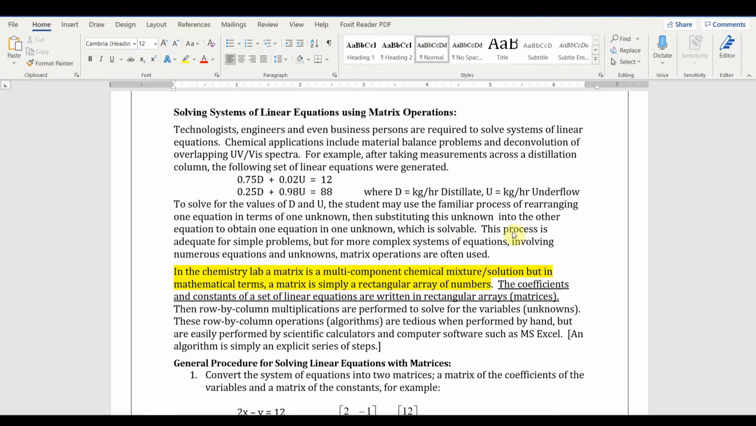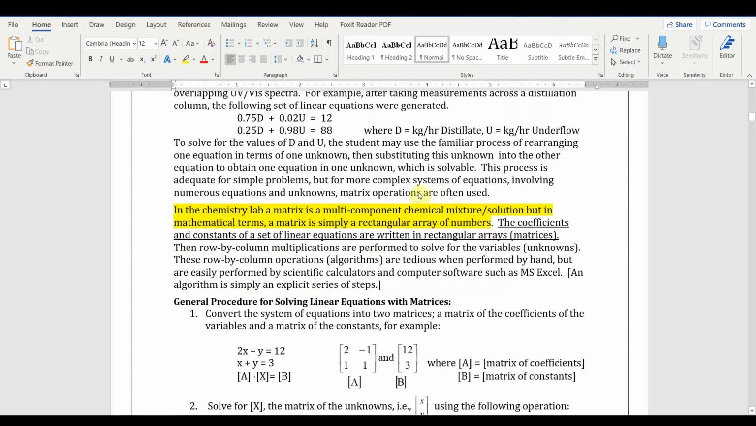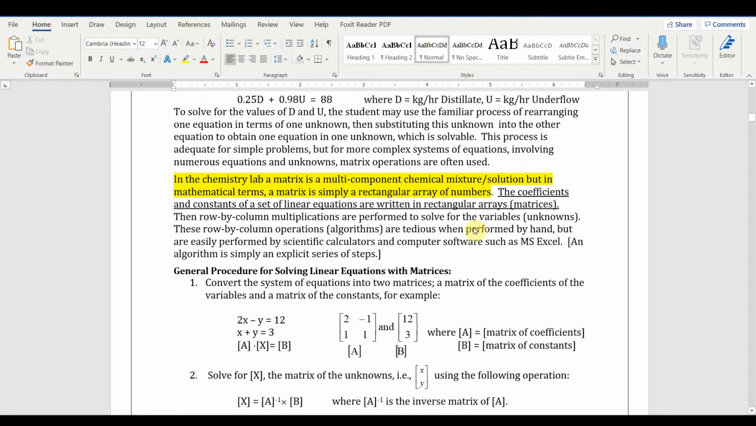Now this process is adequate for simple problems, but for more complex systems of equations involving numerous equations and unknowns, matrix operations are preferred. Now the word matrix, what is that? In chemistry, a matrix is a multi-component chemical mixture or solution, but in mathematical terms, a matrix is simply a rectangular array of numbers. So the coefficients and the constants of a linear set of equations are written in rectangular arrays.